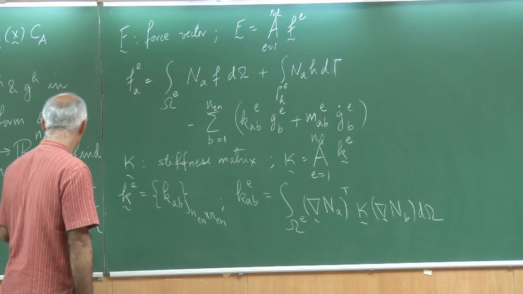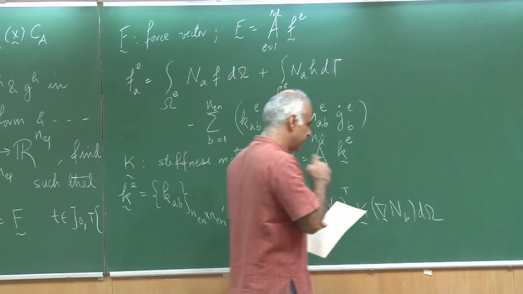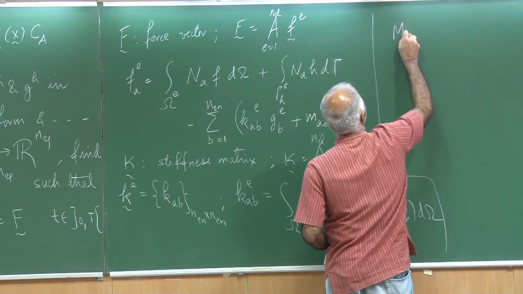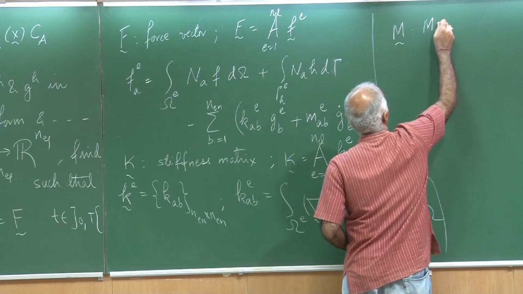Now, we come to the matrix M, the one which is brand new. M is often referred to as the mass matrix.